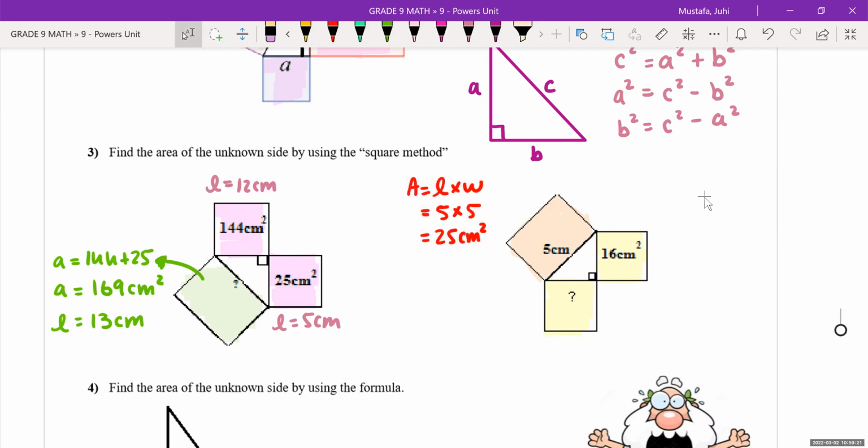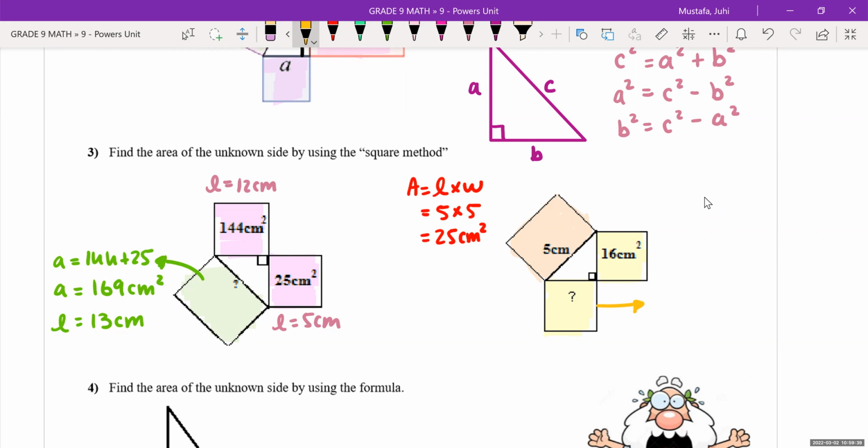Okay, now I know the area of this box and the area of this box. How do I find the area of this yellow box over here? Am I going to add the areas together or am I going to subtract them? Yeah, and how did you know to subtract?